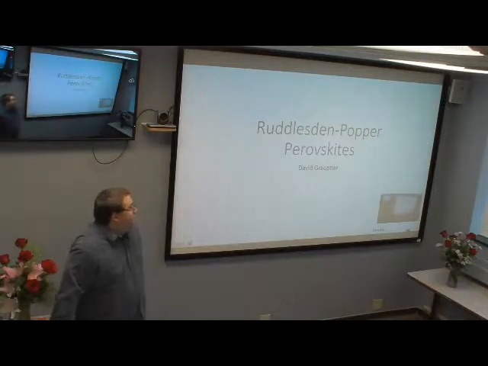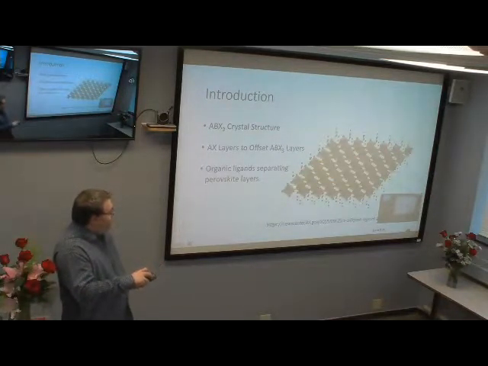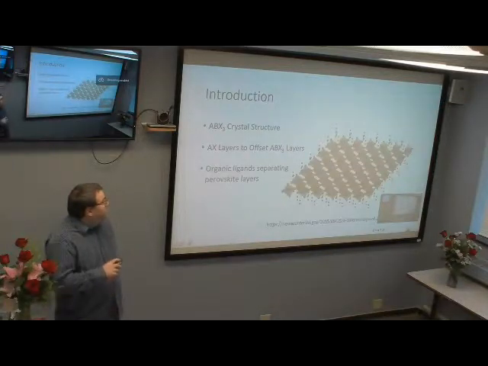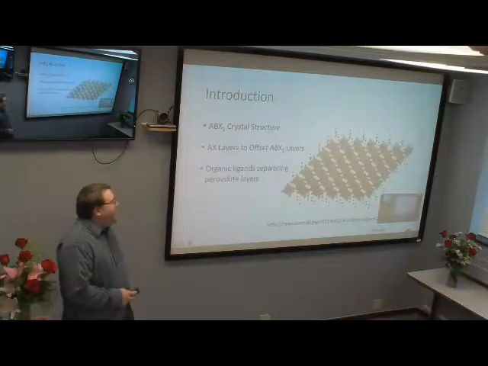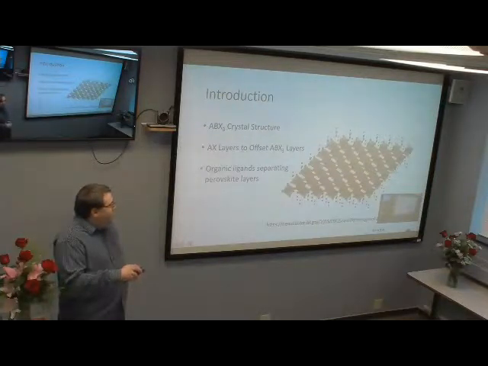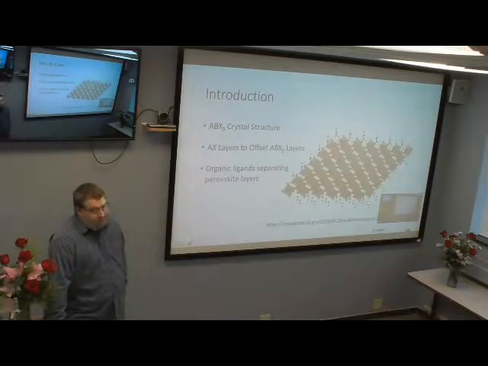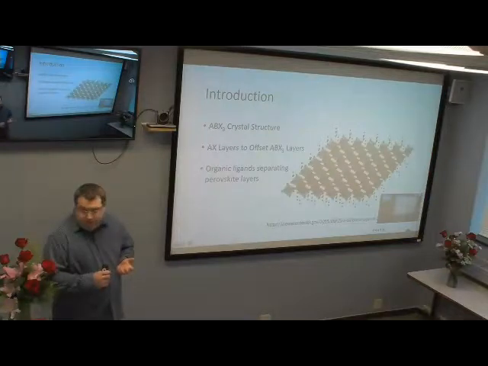So I was examining Ruddlesden-Popper perovskites, and so the generic perovskite, you see a generic layer here. It has an ABX3 crystal structure. So what that is: the A and the B are cations, and the X is an anion. In my case, I'm looking at cesium lead chloride perovskites. Then what the Ruddlesden-Popper perovskite is, in addition to these ABX3 layers, you have AX layers that offset them. And there's a second type of Ruddlesden-Popper perovskites. It's called hybrid Ruddlesden-Popper, that instead of an AX layer, it uses a layer of organic ligands to separate.